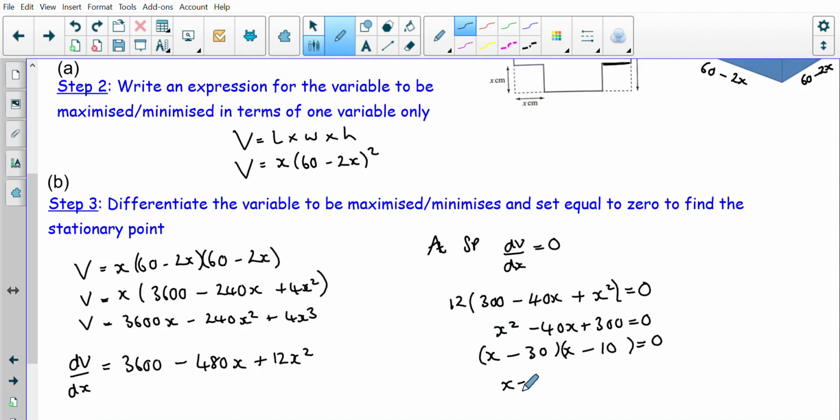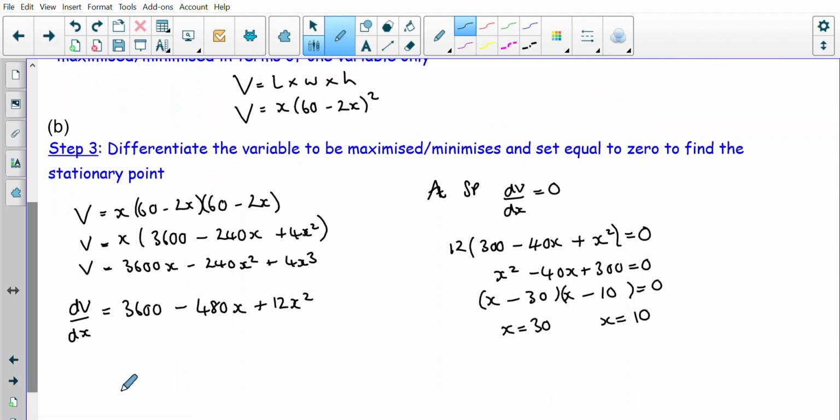And my solutions are x equals 30 and x equals 10. Now obviously if we had a negative solution we'd discard it because we can't have a negative length. Here we get two positive solutions, so which one do we actually want? Well, if we look at the length and width of the box, it's 60 minus 2x. If I substitute 30 into there, I get 60 minus 60, which equals 0. So that gives me no length to the side of my box.